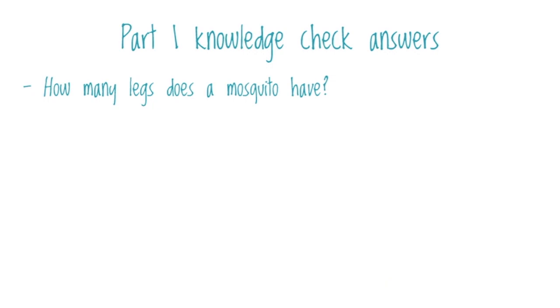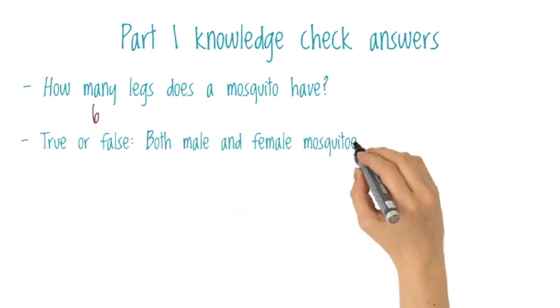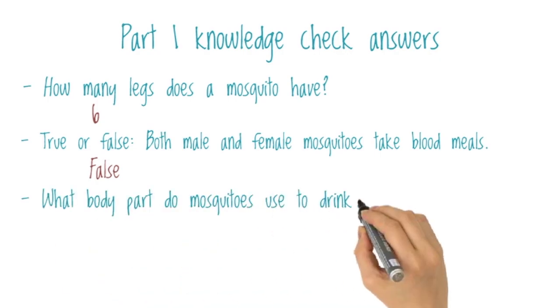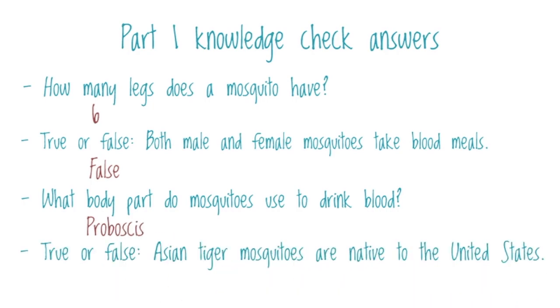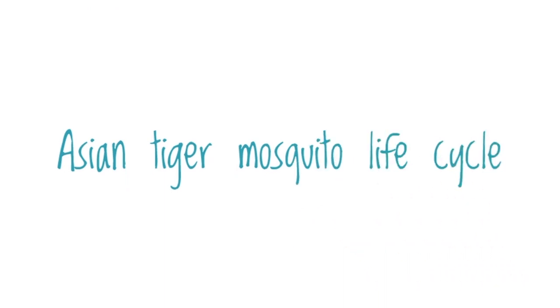How many legs does a mosquito have? The answer is 6. True or false? Both male and female mosquitoes take blood meals. The answer is false. Only the females take blood meals. What body part do mosquitoes use to drink blood? The answer is proboscis. True or false? Asian tiger mosquitoes are native to the United States. The answer is false. Asian tiger mosquitoes are an invasive species from Asia.